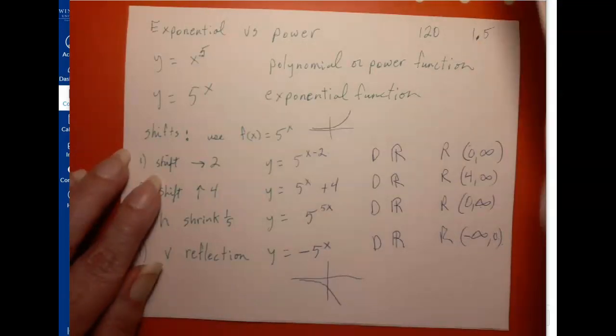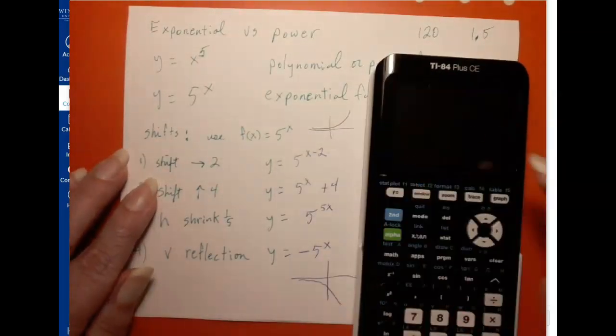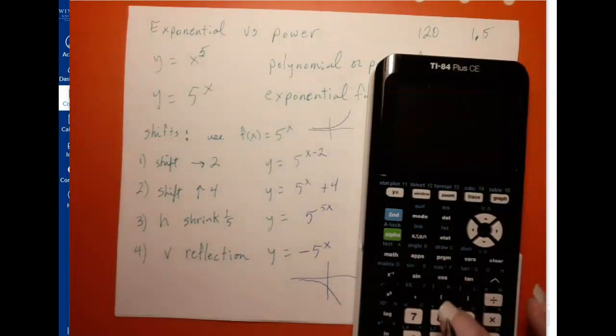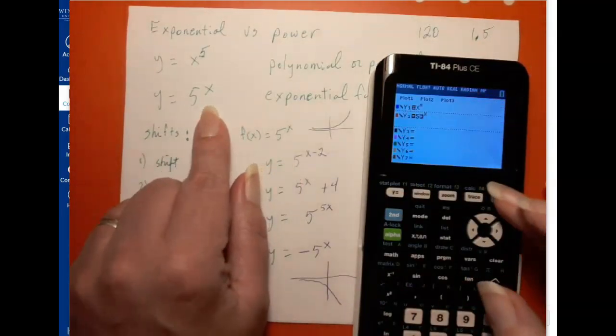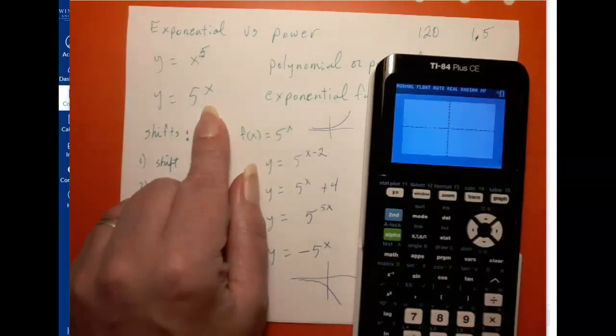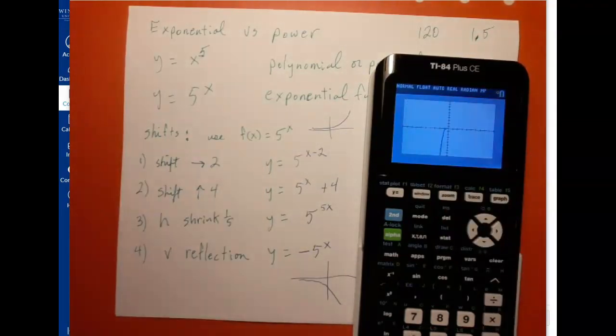Now I do want to go back and actually graph these on the calculator and see what they look like. So I'll turn my calculator on. I've got x to the 5th and 5 to the x in here. If I just do a Zoom 6, that puts it in my standard grid. It may not be very helpful because I can't really see much here. Zoom 6, and it takes off exponentially.